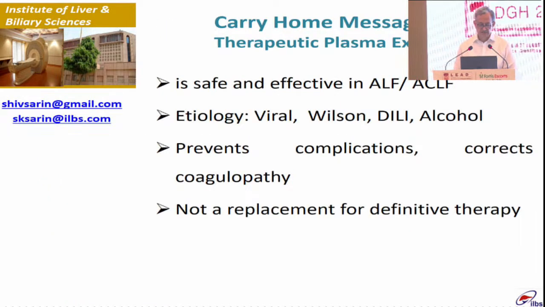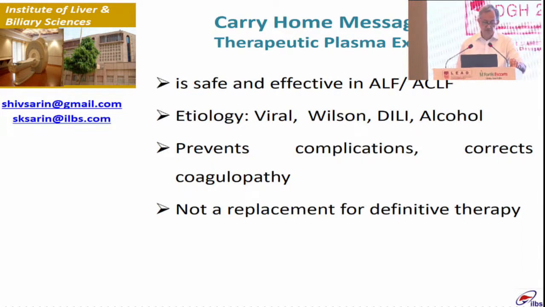So the take-home message is, plasma exchange is generally safe and effective in ALF, somewhat in ACLF. It is very good for viral etiologies, Wilson's, DILI, and of course in alcohol-related acute and chronic liver failure. It prevents complications like cerebral edema and others, can correct coagulopathy. But remember, it's not a replacement for definitive therapy.